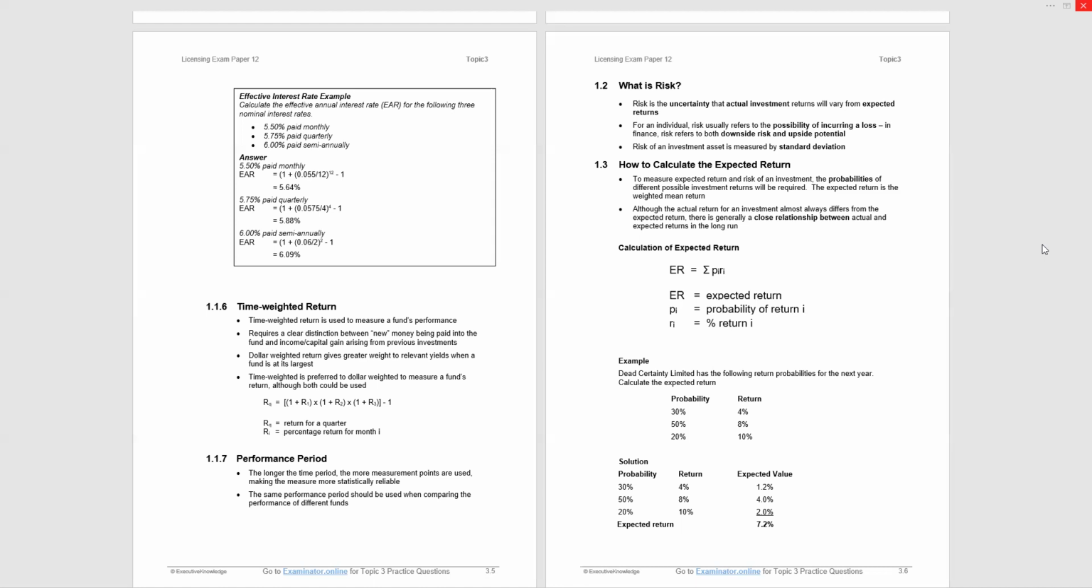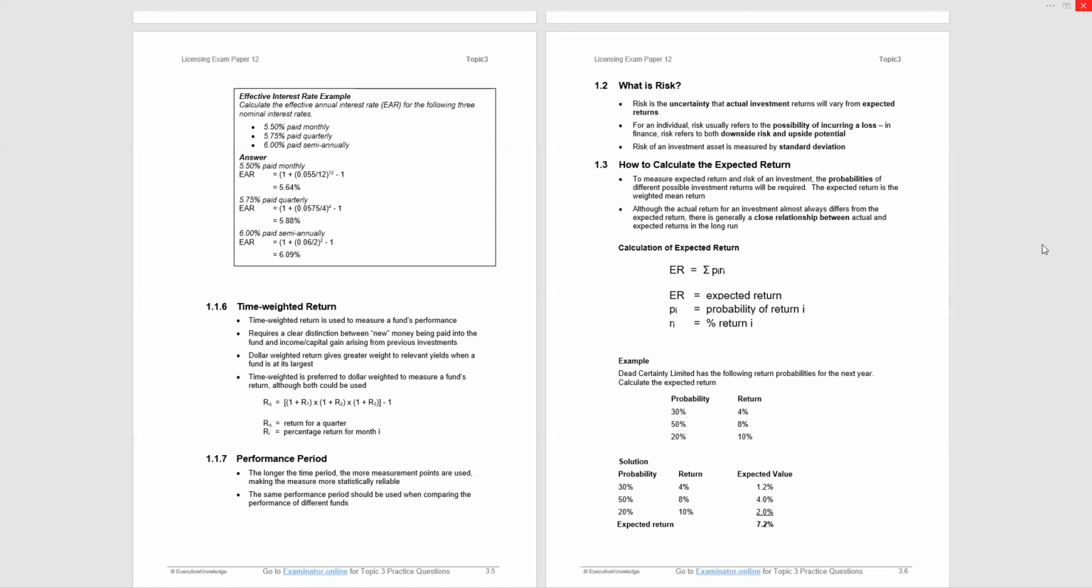Let's look at an example. Dead Certainty Limited has the following return probabilities for the next year, and we're asked to calculate the expected return. The probability of a 4% return is 30%, probability of an 8% return is 50%, the probability of a 10% return is 20%. Now, this is just a weighted average calculation. You multiply probability by the return.